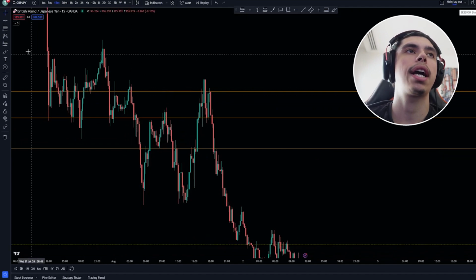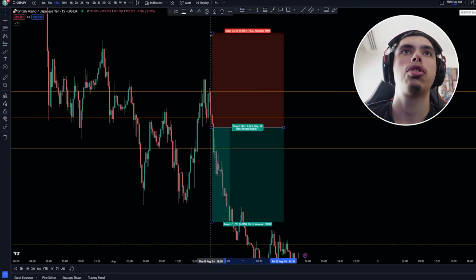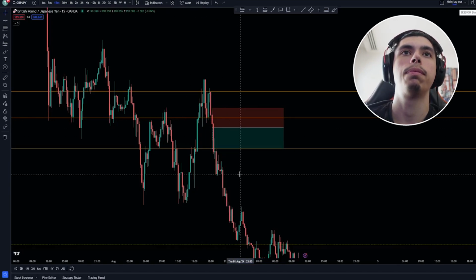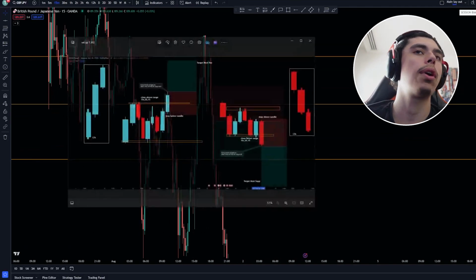So we get a 15-minute candle closing below the zone. We can take a short position. Stop loss can go above the high, and target can be your next zone. There you go, right? And that is your trade there, setup number 1. Very clean and simple. Go ahead and look at that.